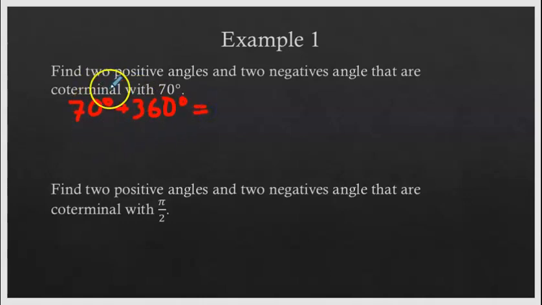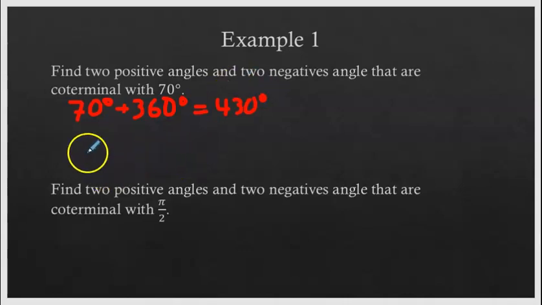So adding 360 is one full revolution around the unit circle, so the 70 plus 360 will give us 430 degrees. So this is functionally the same as 70 degrees because of where it ends up facing afterwards, after it's spun around.